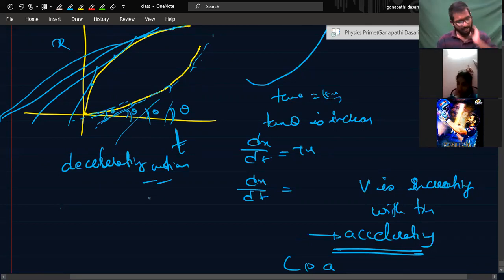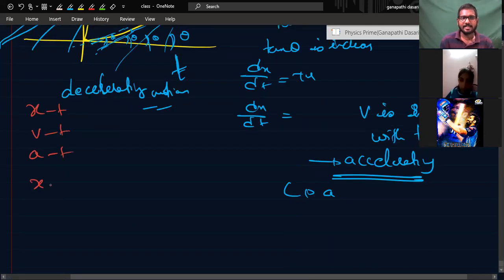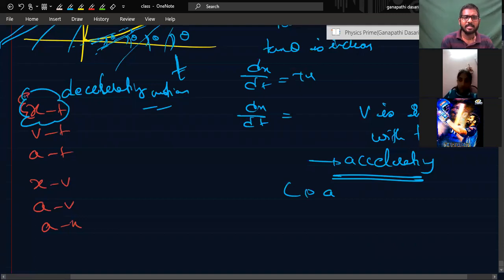From XT graph, you can get all this information. Like that, similarly, we can solve VT graphs. Similarly, we can solve AT graphs. And VT graph is very specially important. XT, VT, AT, then XV, AV, and AX. Out of them, now I explained you basic concept of XT graph. Similarly, we can solve VT also and AT also. And VT is very important. 5-star graph.